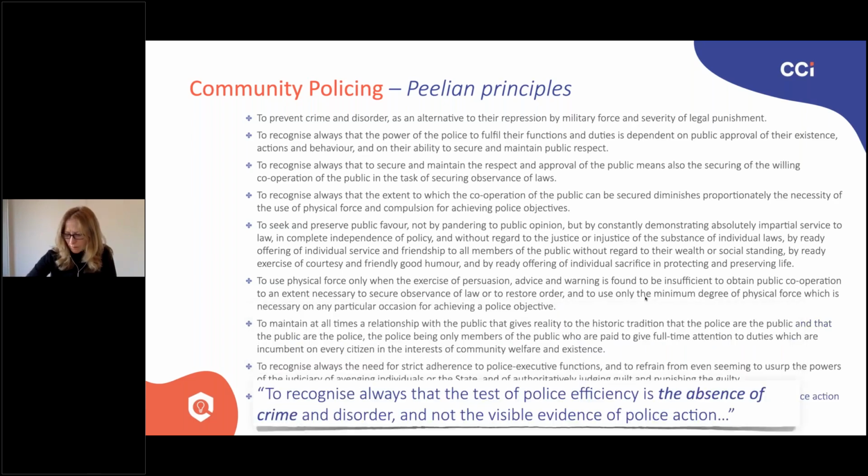And finally, to recognise always that the test of police efficiency is the absence of crime and disorder and not the visible evidence of police action. So again, a focus on preventing crime in the first place rather than high-profile repressive police action.